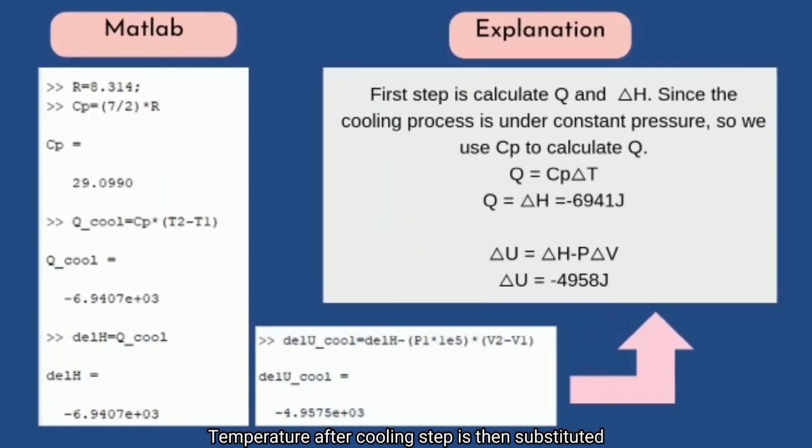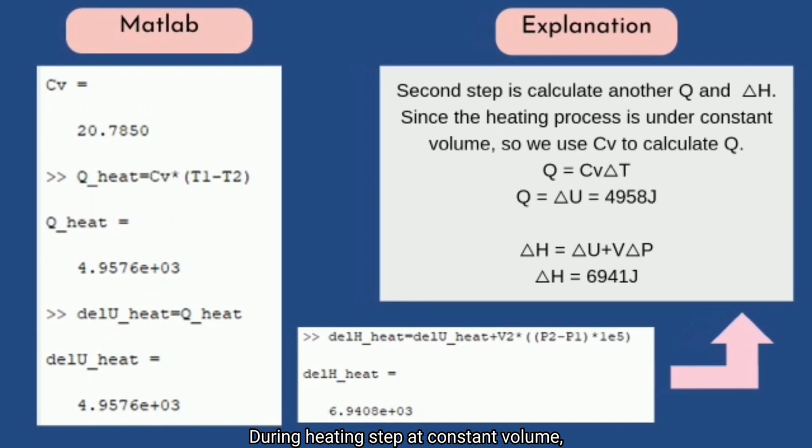Temperature after cooling step is then substituted to find the heat released and the enthalpy change. Internal energy during cooling step with constant pressure is calculated through the equation of increment U equals increment H minus P increment V. During heating step at constant volume, heat absorbed is calculated through the equation of Q equals Cp increment T, and increment U is equal to heat absorbed.